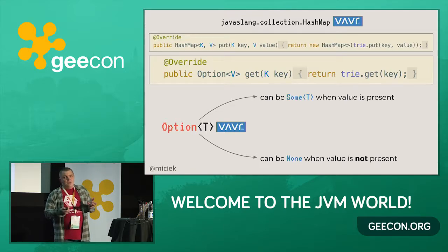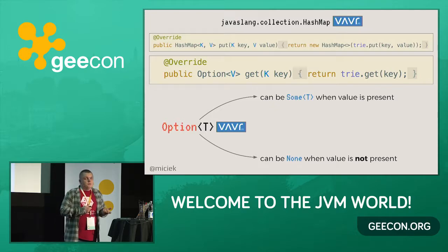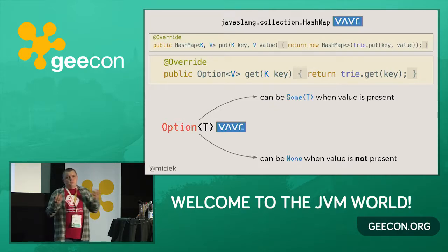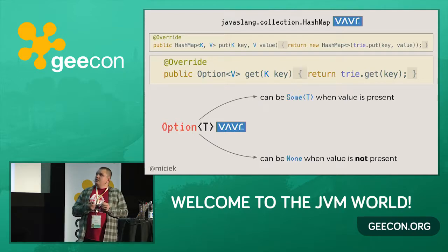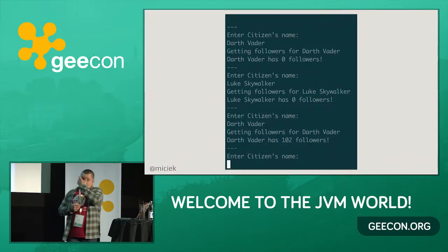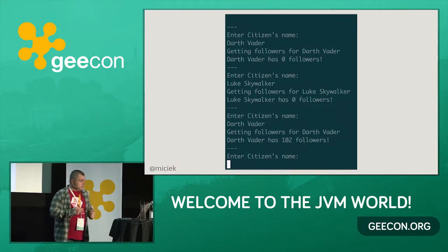This option type has two concrete subtypes. One of them is Some, and this models the value being available, so being present, and the second concrete subtype is None, which models the value that is not there, not present. So that's why the get returns Option, because the value for the key that we are looking for may not be there.